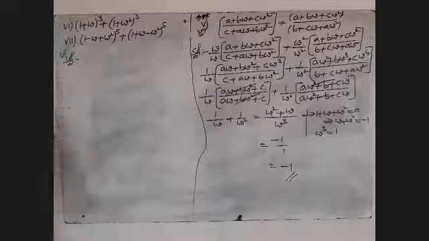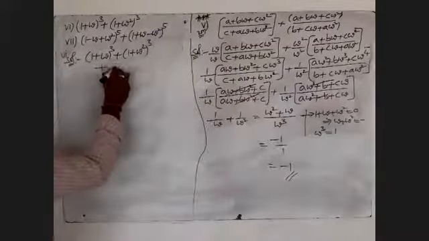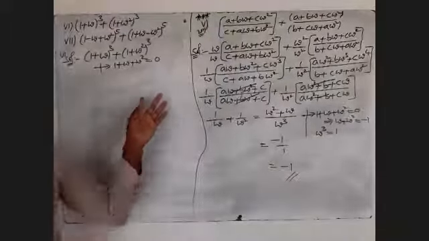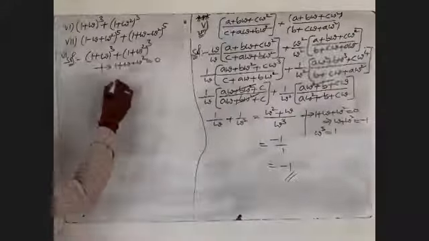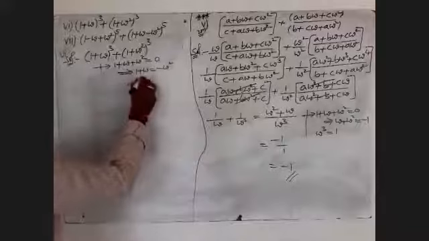We will observe this one. First, the sixth one: 1 plus omega whole cube plus 1 plus omega square whole cube is given. Already we know the formula that 1 plus omega plus omega square is equal to 0. Here 1, omega, omega square are the cube roots of unity. We write 1 plus omega plus omega square equal to 0. So 1 plus omega is minus omega square. After that 1 plus omega square equals minus omega.